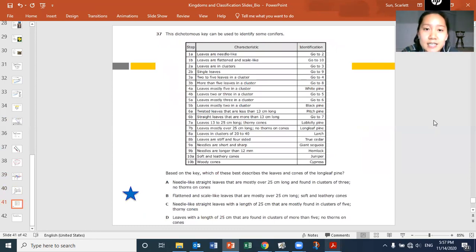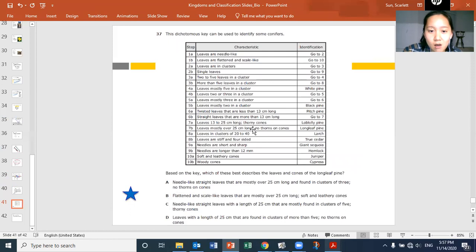Here is a dichotomous key that can be used to identify some conifers. And conifers are trees that produce cones instead of your typical seeds or flowers, okay? So like evergreens, like Christmas trees, those are conifers. And so this is a really big dichotomous key, but the question's actually asking you from the reverse. So the question says, based on the key, which of these best describes the leaves and cones of the longleaf pine? And so you're going to look for where it says longleaf pine, and we found it right here. So longleaf pine right here has the characteristics, and this question is actually asking you to trace the answer backwards, okay?